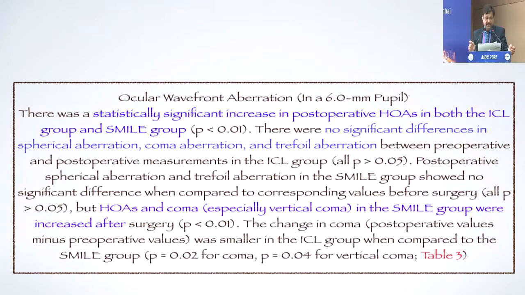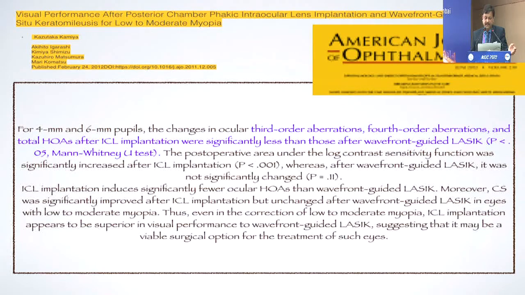So HOAs, and specifically the vertical coma, in the SMILE group were increased after surgery. So both the ICL and the SMILE lead to a significant increase in the post-operative HOA, but when you compare both, SMILE leads to a slightly more induction of vertical HOA. Again, this beautiful paper in the American Journal from the Chinese group mentioned the increase in the 3rd order, 4th order, and the total HOA after ICL implantation were significantly less.